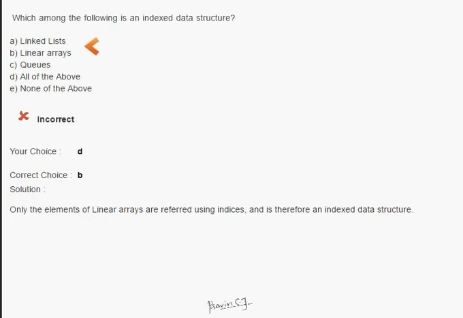The indexed data structure is the linear array, where the array indices are available starting from zero. Queues is not the option. All of the above is not the option.